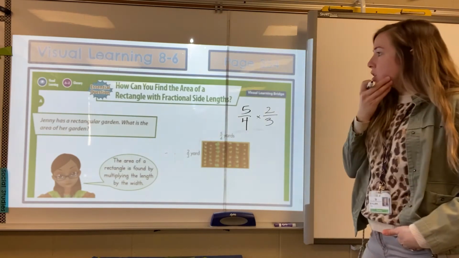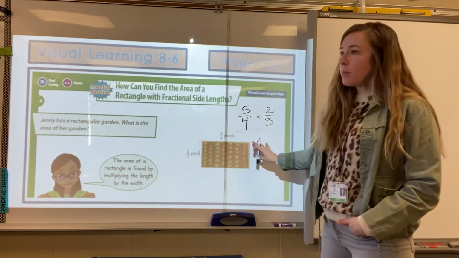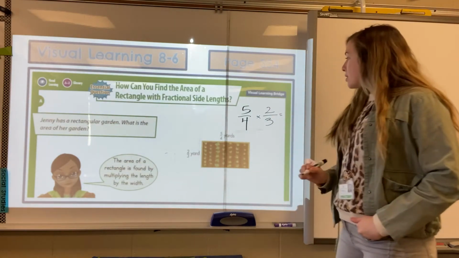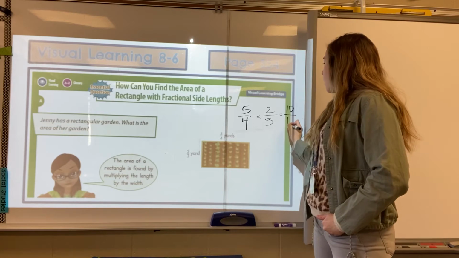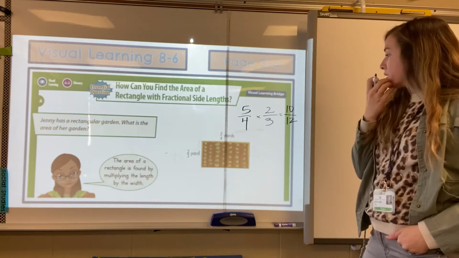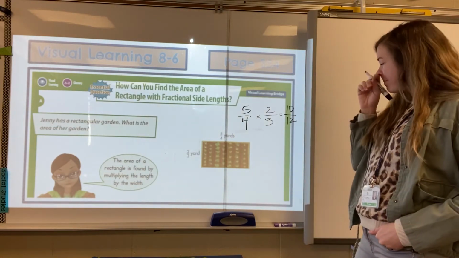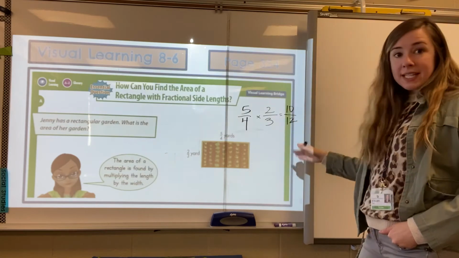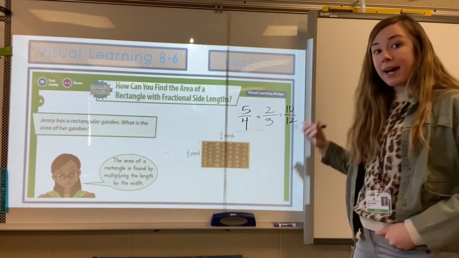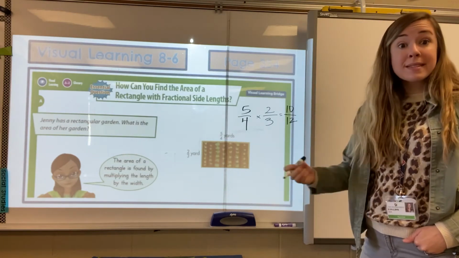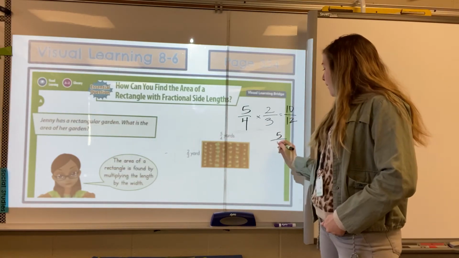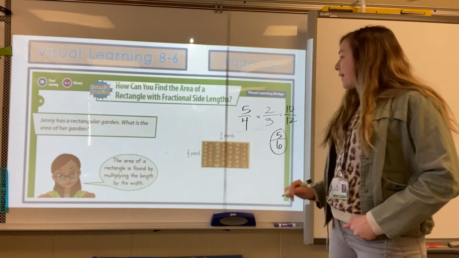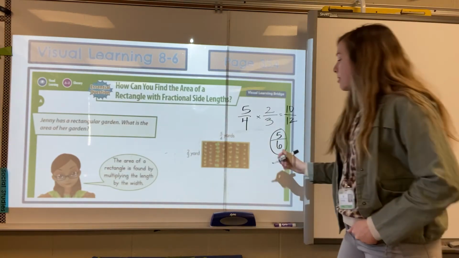One thing that we've started to talk about in group that I want to take a little bit of time on. If I were to multiply straight across right now, 5 times 2 is 10, 4 times 3 is 12, and I get 10/12. However, 10/12 is even on the top and on the bottom, so I can reduce that by 2, or simplify it down by 2. 10 divided by 2 is 5, 12 divided by 2 is 6. So 5/6 is our final answer here.